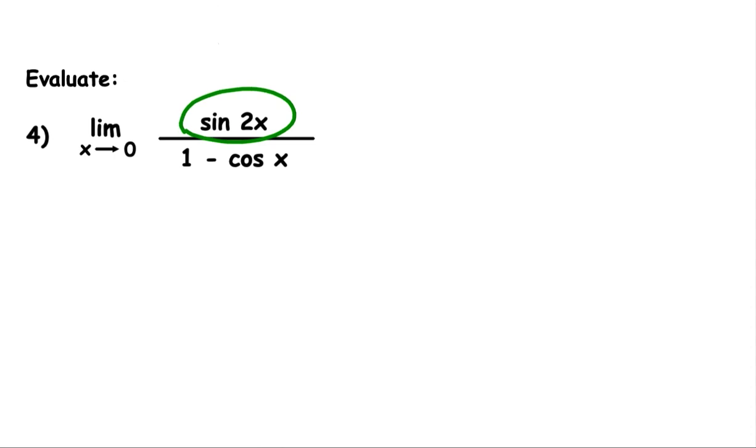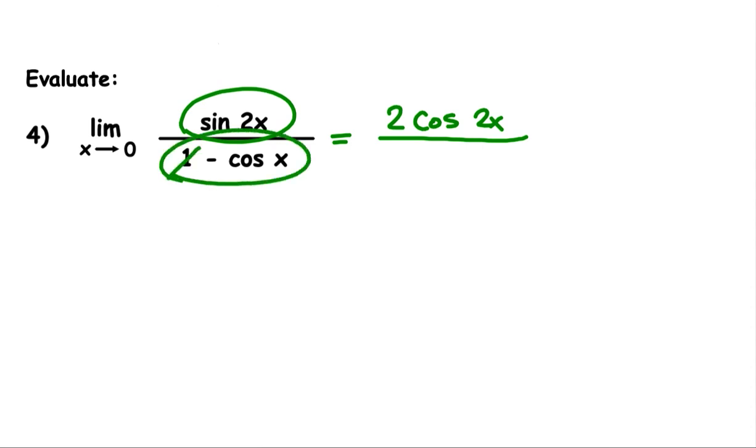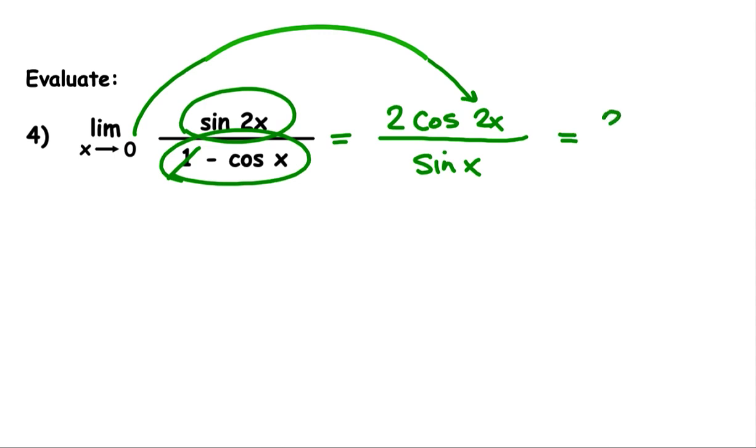The derivative of sine of 2x is cosine of 2x. Times a chain rule 2, I'll throw that in front. The denominator, of course, 1, the derivative is 0. The derivative of negative cosine of x will be positive sine of x. Now when you plug the 0 in, cosine of 0 is 1, so the numerator is 2 times 1, which would just be 2.